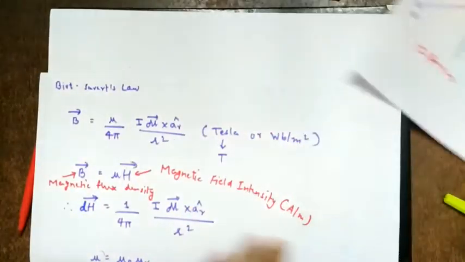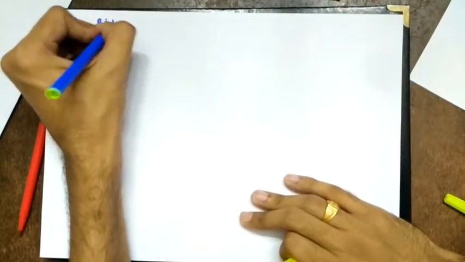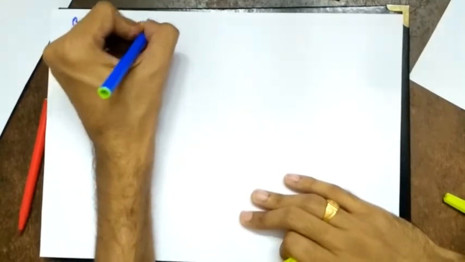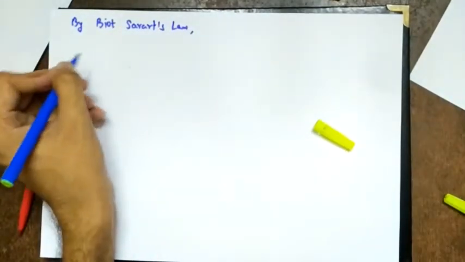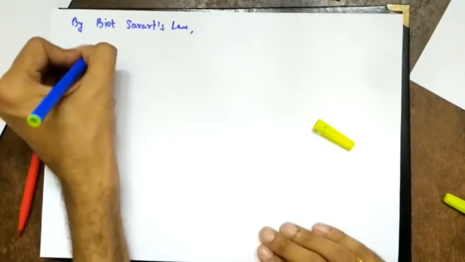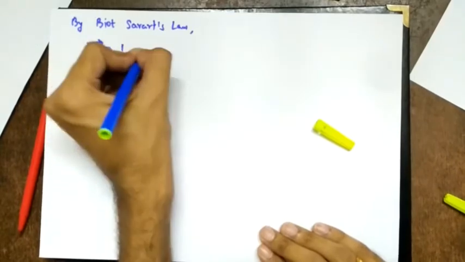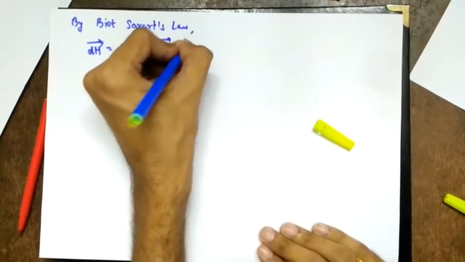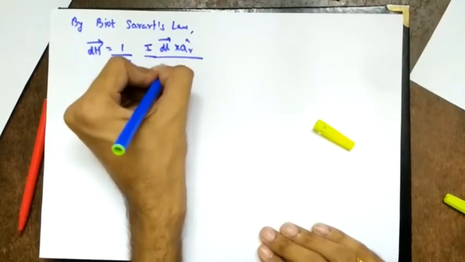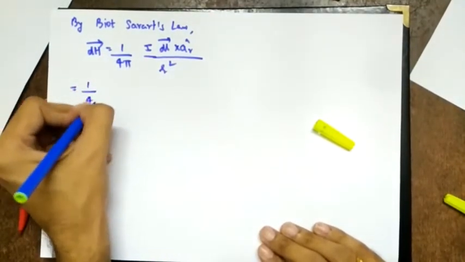So next what do we do? We write, by Biot-Savart's law, what is the formula? dH vector equal to 1 upon 4 pi I dL vector cross a_R cap upon R square, right? So 1 upon 4 pi is as it is.